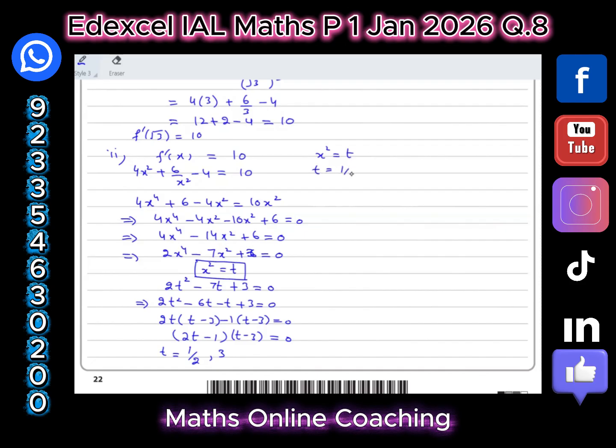For t is equal to 1 by 2, we have x squared is equal to 1 by 2, which gives plus minus 1 by square root 2. And by rationalizing it, we have plus minus square root 2 by 2. And for t is equal to 3, we have x squared is equal to 3, which gives x is equal to plus minus square root 3. As in the given statement x is greater than 0, we have to take only positive values, which are square root 2 by 2 and square root 3. So the other possible value of x is square root 2 by 2.